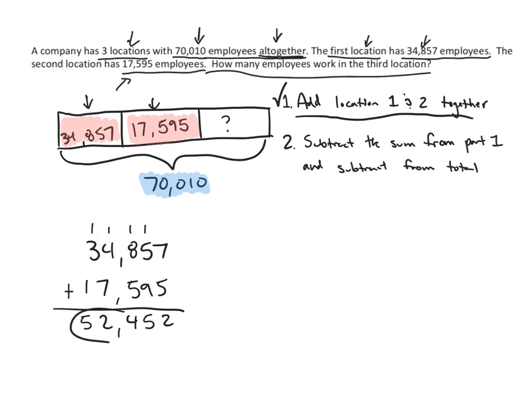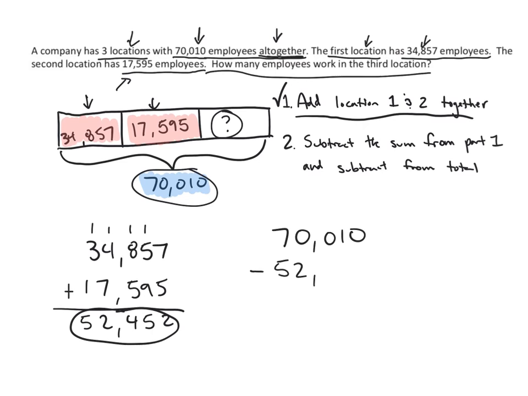So now that I've checked off my first step, I'm going to move on to my second step, where I'm going to subtract this sum right here that I just found from the total of the tape diagram. And that's going to get me the third location number that I'm looking for. So I'm going to set up the problem using the standard algorithm for subtraction. And once again, I'm going to solve this using the standard algorithm. I'm going to go rather quickly.